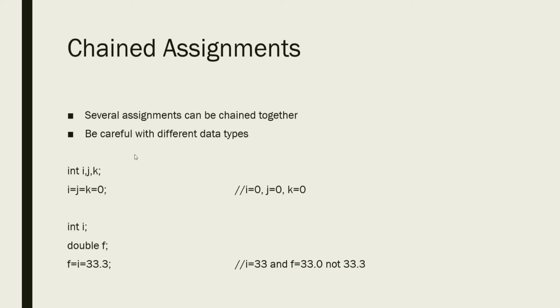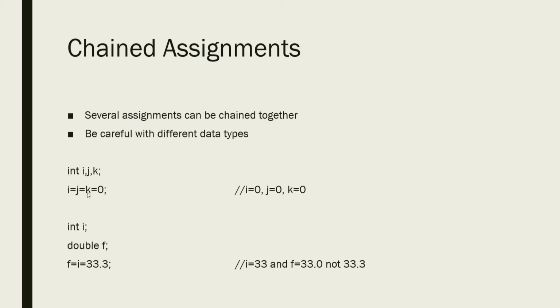So you can do chained assignments. Several assignments can be chained together. Just be careful with different data types. So here, I'm declaring 3 ints, i, j, and k, and they all equal 0. So at this point in the program, i equals 0, j equals 0, and k equals 0. It's very important that you go from inside to outside. So k equals 0, j is going to equal k, and i is going to equal j.